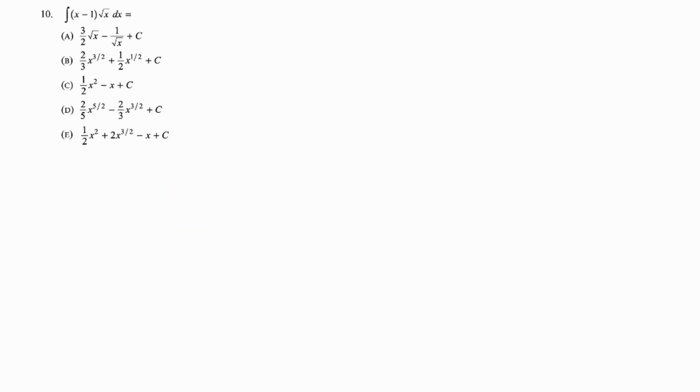10. Integral of the quantity x minus 1 times square root of x dx. This is just a straight integration problem. We've got to find an antiderivative. I'm going to change square root of x into x to the 1/2 and distribute it. So I'm going to turn the integrand into x to the 3/2 minus x to the 1/2 dx.